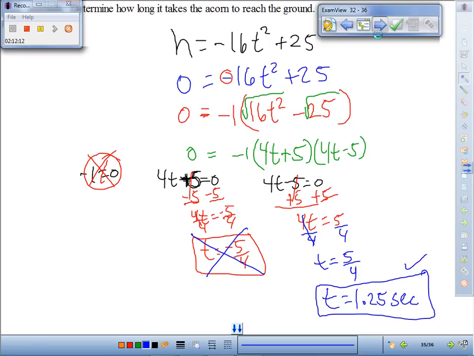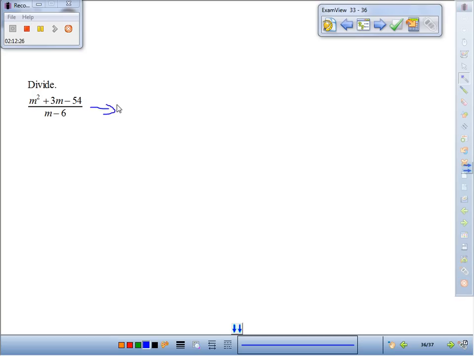Number 33. Divide. Look at this. We have addition and subtraction. Therefore, this looks like a binomial. So therefore, we need to factor. Factor the numerator. Open two parentheses. Power Ranger. Negative 54 and 3.